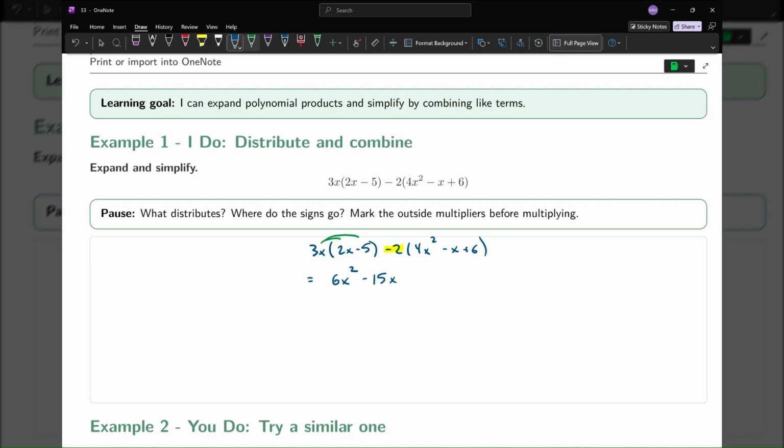So negative 2 times the first, second, and third terms. Negative 2 times 4x squared is going to be negative 8x squared. Negative 2 times negative 1x. Now remember, that's essentially negative 1x, right? So negative 2 times negative 1 is positive 2x. And then negative 2 times 6 is going to be negative 12. So combine the like terms here. 6x squared and negative 8x squared gives me negative 2x squared. Negative 15x and positive 2x gives me negative 13x, and then minus 12.